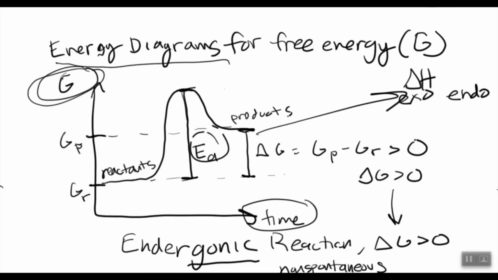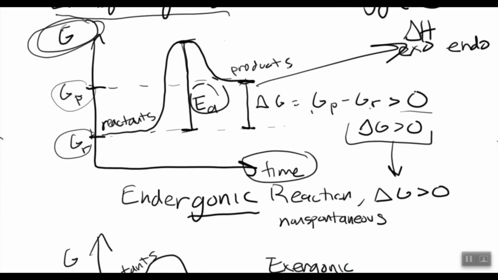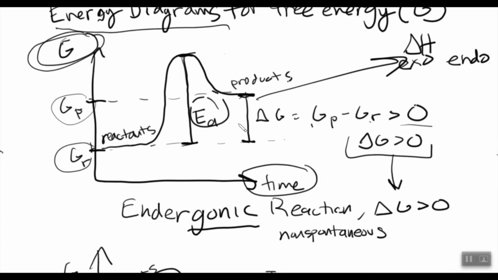So in this case, since the Gibbs free energy of the products, Gp, is greater than the Gibbs free energy of the reactants, Gr, then the change in Gibbs free energy is final minus initial, Gp minus Gr. And since Gp is greater than Gr, we will get a positive number, and it will be greater than 0. So we know from this that delta G will be greater than 0 because it's a positive number. So this delta G right here will be positive. And since it's positive, we know it's non-spontaneous. And we have a word for this. It's called an endergonic reaction.